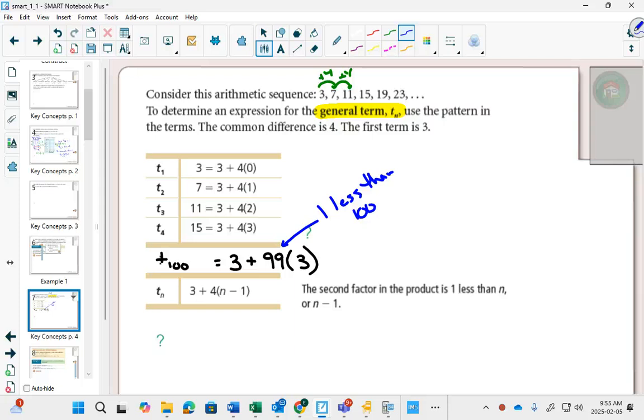Sorry, I got it wrong, that doesn't make sense the way I said it, because it should be 99 and the common difference is 4. You're adding 4, 99 times. Does that make more sense? 1 less than 100. So when we go to the general term, this is 1 less than n, as an idea.